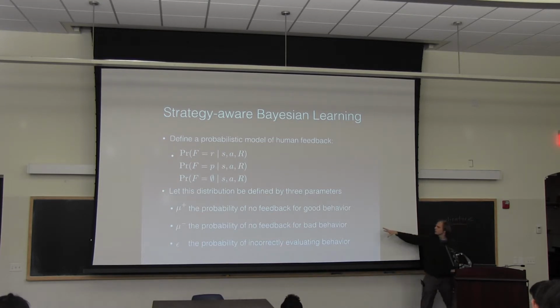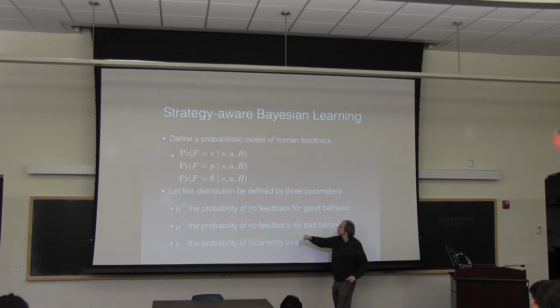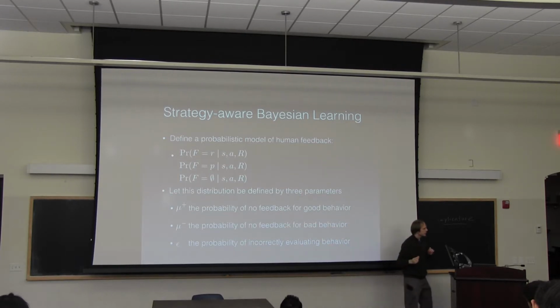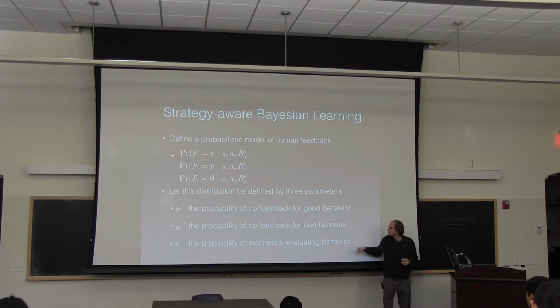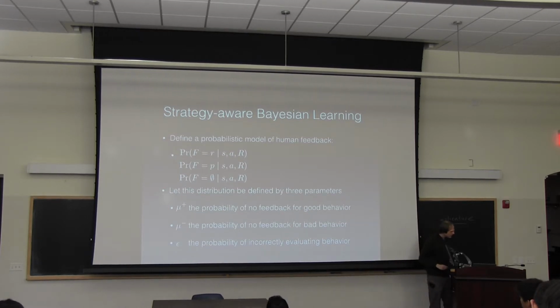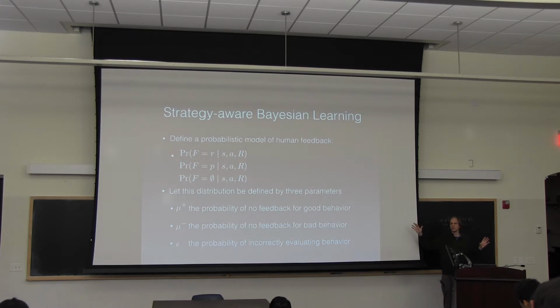And we can define this distribution by some parameters that capture the trainer's strategy, where they reward you all the time or punish you all the time, right? So we have this mu plus parameter, which is the probability that you would receive no feedback for good behavior. If you have a high mu plus, then the person is always a punisher but never rewards you. And we have mu minus, which is the probability that you receive no feedback for bad behavior. And then we also have this epsilon parameter, which is like an error, because humans aren't perfect, sometimes they make mistakes, and you don't want to assume that the last feedback you got was a perfect signal.